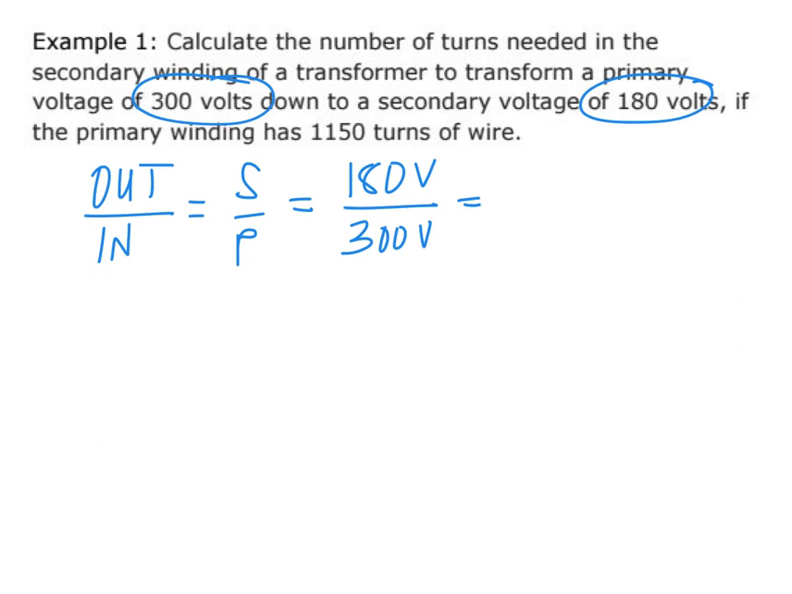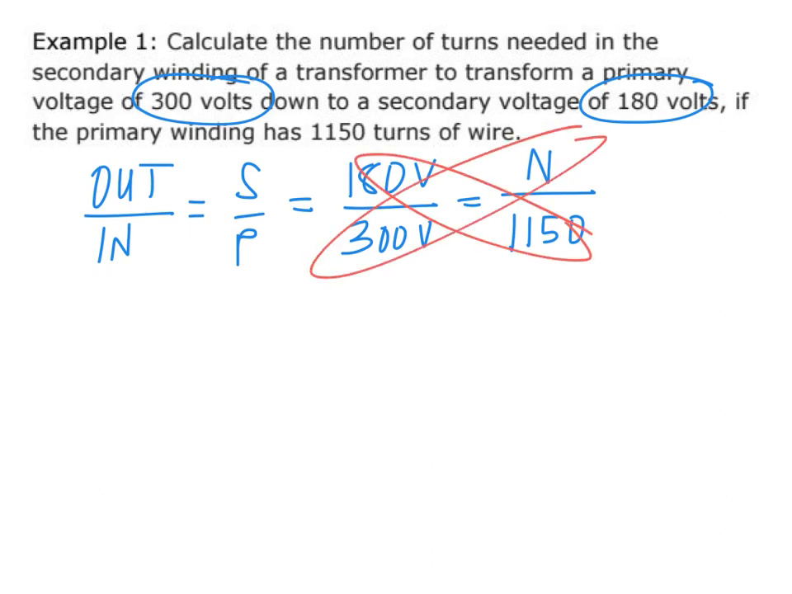And then according to the turns idea, the primary winding, okay, that's what we call the coils, has 1150 turns. So that's going to go on the bottom. And we are going to calculate the number of turns needed in the secondary. So this is our N. So we could just cross multiply here, and when we work out the algebra, we end up with N equals 690 turns. Fewer turns on the secondary than on the primary.